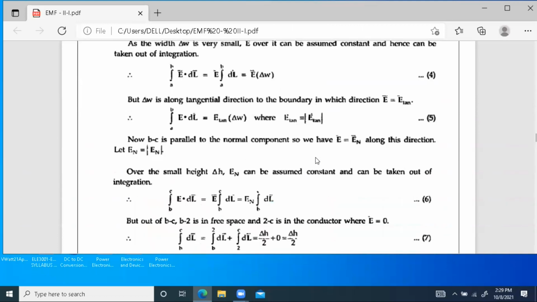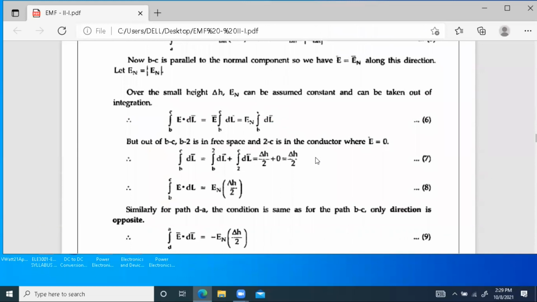So we say now BC is parallel to the normal component. So we have E equal E normal along this direction. Let En be that. Over the small height, delta H, E normal can be assumed constant and can be taken out of this. So we just take it out, because if we shrink it, E normal is constant. So we end up with this. All right?